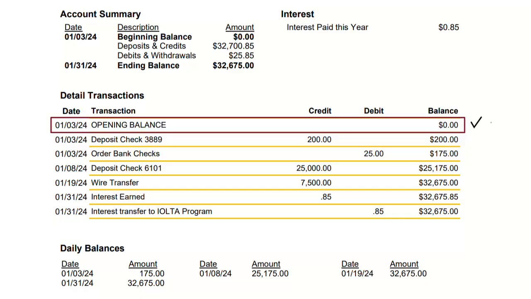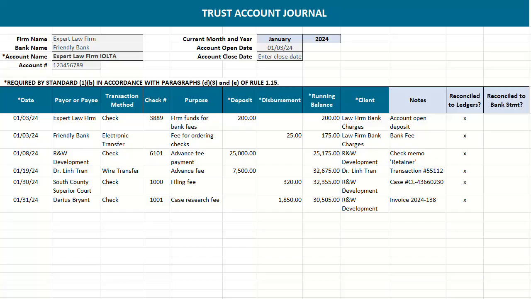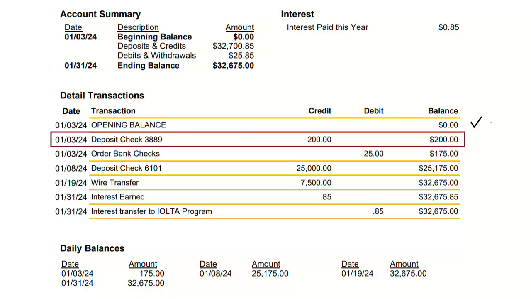Also on January 3rd, 2024, we see a transaction listed as deposit check number 3889, which credits the account in the amount of $200. We recognize this transaction as the initial deposit that our law firm made when opening the account. We can find the corresponding entry in the account journal we maintain as part of our regular bookkeeping. We reconcile this transaction by finding the corresponding entry in the account journal, placing a mark in the column Reconciled to Bank Statement, and placing a mark on the bank statement where this transaction appears.